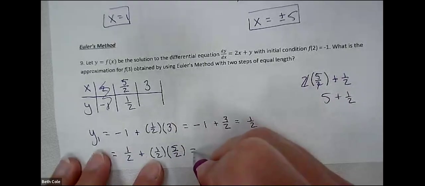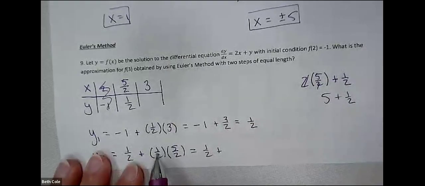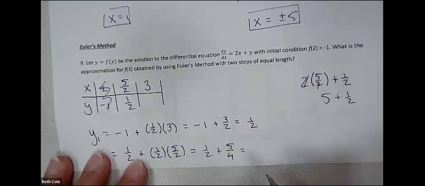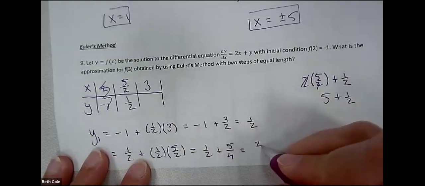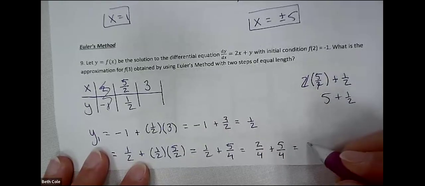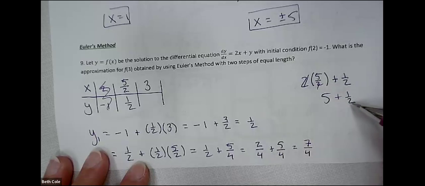So this is going to be 1 half plus, now if you multiply fractions, multiply the numerator, multiply the denominator, that's going to be 5/4. I'm going to rewrite the 1 half as 2/4. And so when you add, you get 7/4. Although I feel like that is wrong. Did I mess something up here?